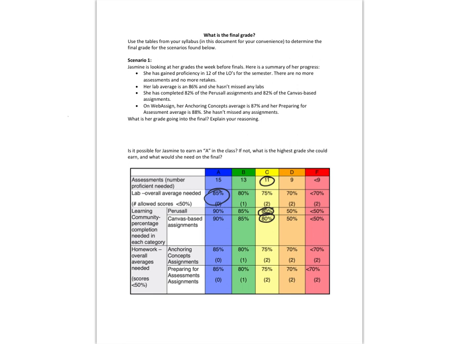And then finally, we look at WebAssign. Her anchoring concepts average is an 87, and the preparing for assessments is 88. So we have a lot of scatter here. We have some categories where Jasmine is in the A level, but we also have categories where she's at the C level. So let's see how this pans out when we use the flow chart.